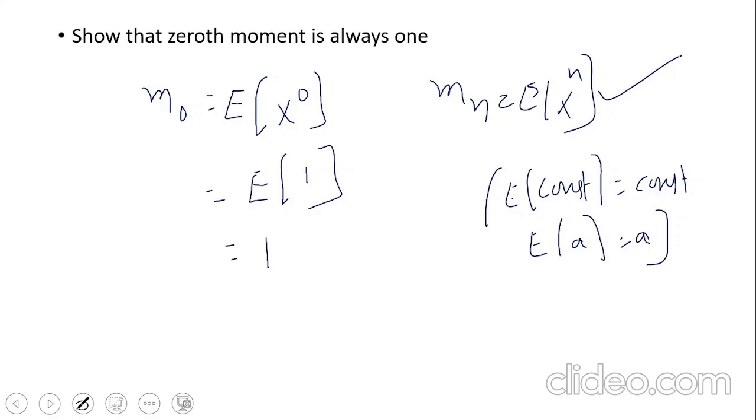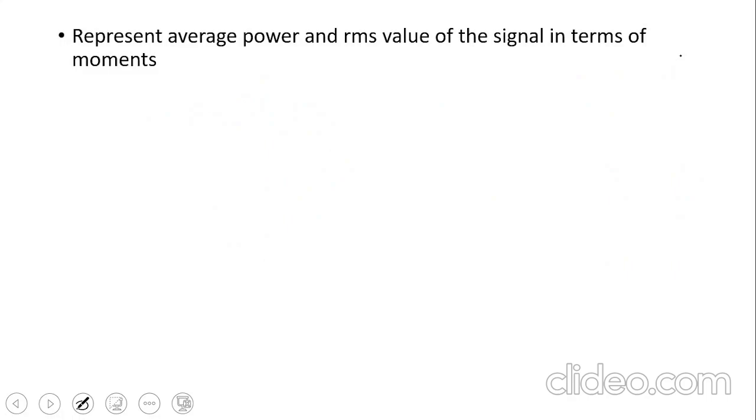And m0, that is the zeroth moment. m0 is equal to expected value of x power 0. X power 0 is 1, and the expected value of 1 is 1. Okay, now represent the average power and RMS value of the signal in terms of the moments.